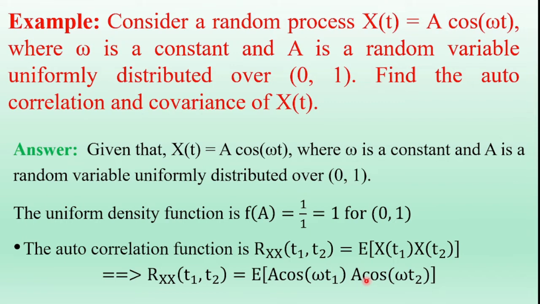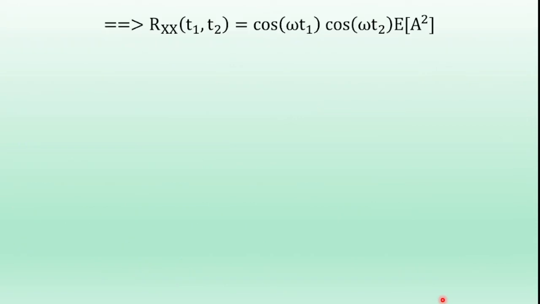So a into a is a square. Here a is the random variable, so cos of omega t1 and cos of omega t2 are constants that are written before the expectation. Rx of t1 comma t2 is equal to cos of omega t1 cos of omega t2 into expectation of a square. First separately calculate expectation of a square, and then substitute that value into this equation.